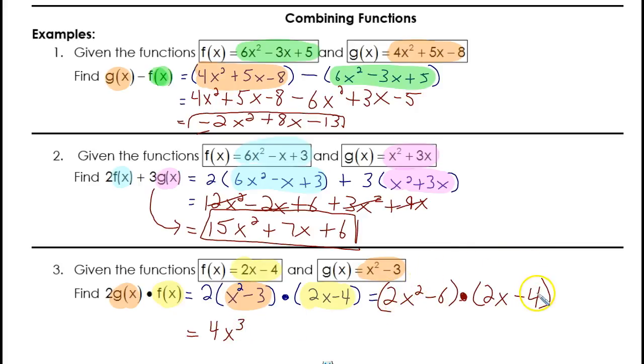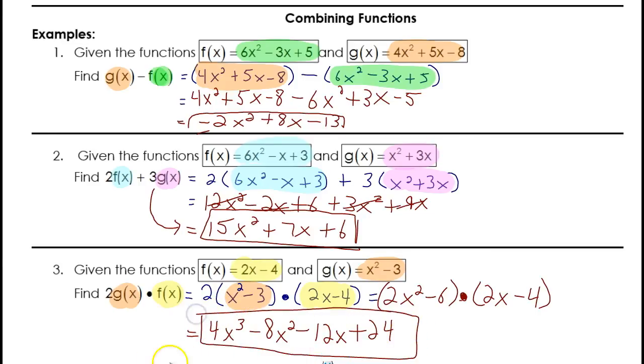2x squared times negative 4, the outside times the outside, is minus 8x squared. Inside times inside is negative 6 times 2x, which is negative 12x. And last times last is negative 6 times negative 4, which is positive 24. And since all of these are unlike terms, and they're already in descending order based on the exponent, I can circle my answer, and I am good to go with that one.